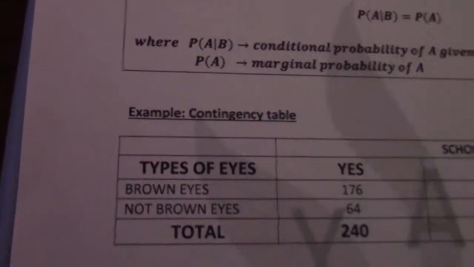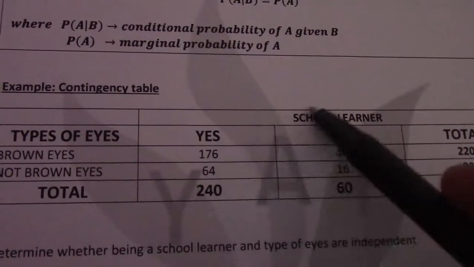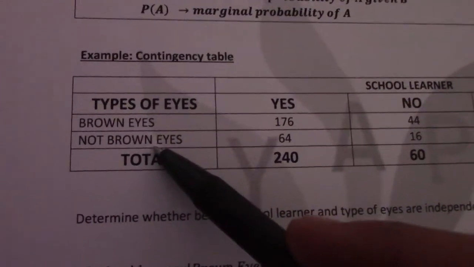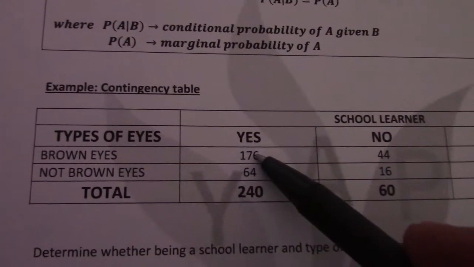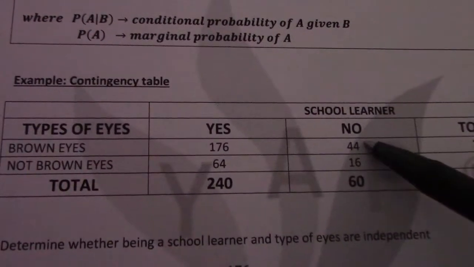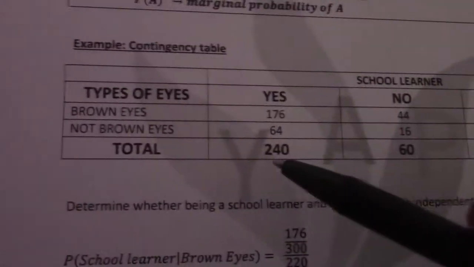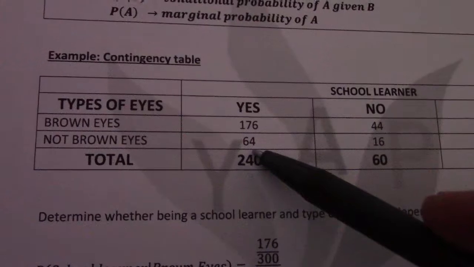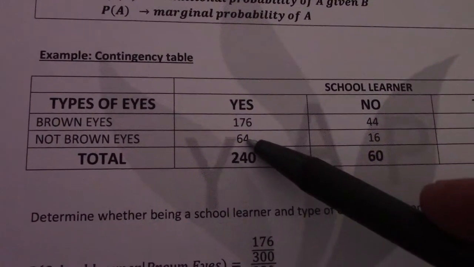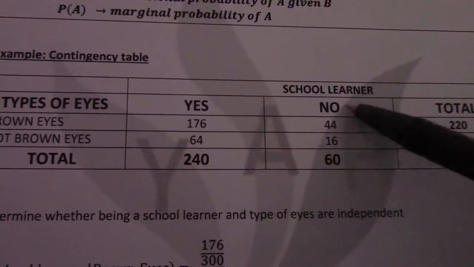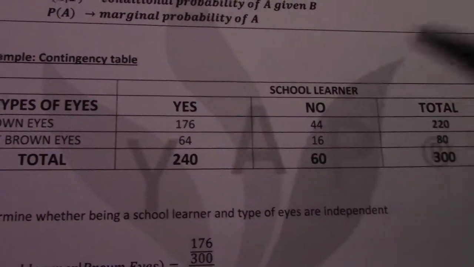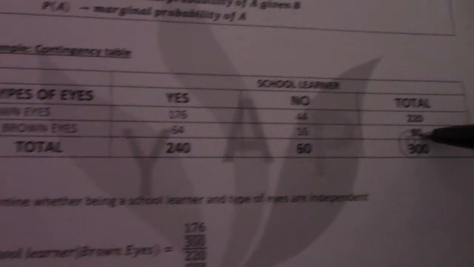So we look at the contingency table. School learners, we have types of eyes. So yes, you're a school learner, or no, you're not a school learner. We have brown eyes and not brown eyes. We have 176 brown eyes that are school learners, 44 that are not school learners, but all in all we have 220 learners that have brown eyes. If you look at not brown eyes, we have 64 that are school learners, and we have 16 that do not have brown eyes and are also not school learners. So 80 do not have brown eyes. In total our sample space equals 300.